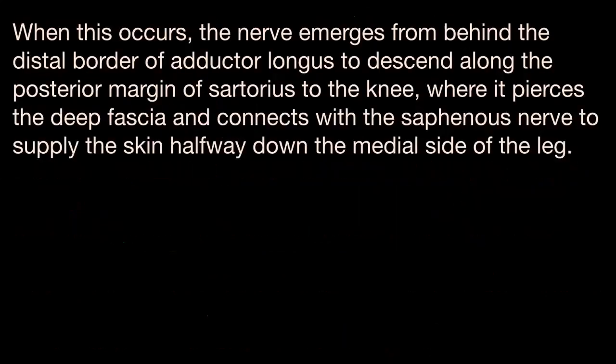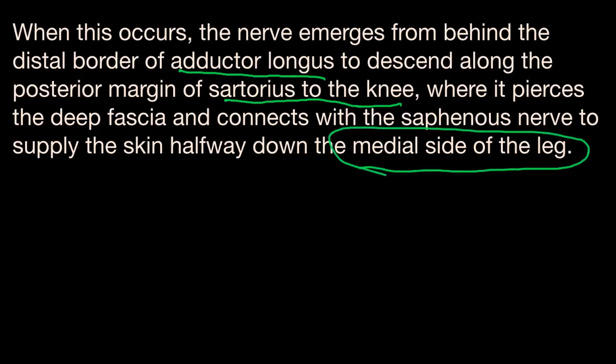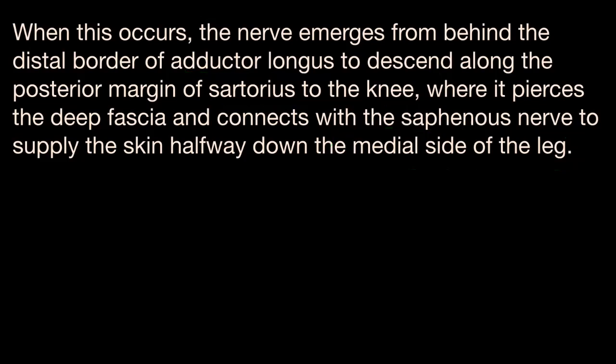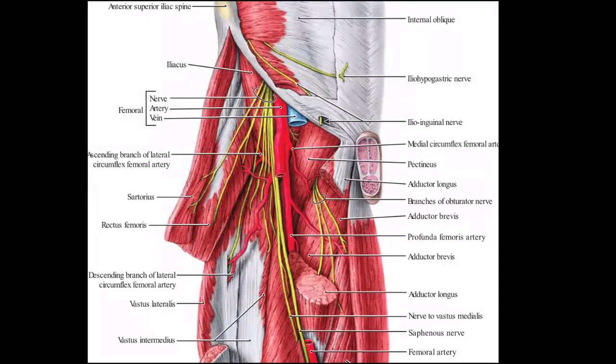When this occurs, the nerve emerges from behind the distal border of the adductor longus to descend along the posterior margin of the sartorius to the knee, where it pierces the deep fascia and connects with the saphenous nerve to supply the skin halfway down the medial side of the leg. So the obturator nerve goes as long as the knee, right? So this one being the obturator nerve.